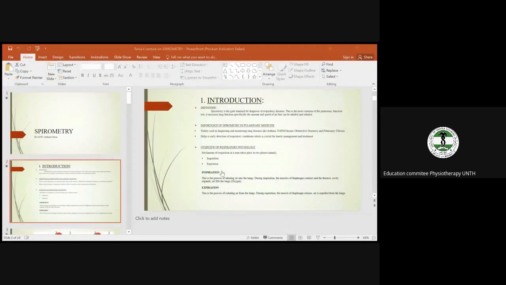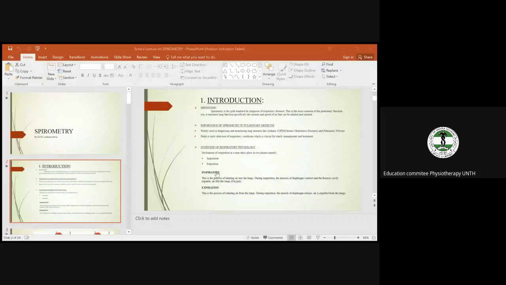Overview of respiratory physiology. We are going to talk about the mechanism of respiration. In a man it takes place in two phases, and those two phases are, number one, inspiration, and number two, expiration. Then we are going to explain what inspiration is all about. I understand that all of us know the mechanism of respiration, but for the interest of our topic today and our lecture, we are going to touch them one by one.